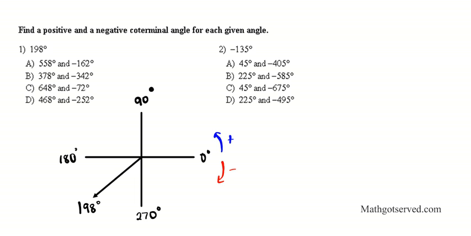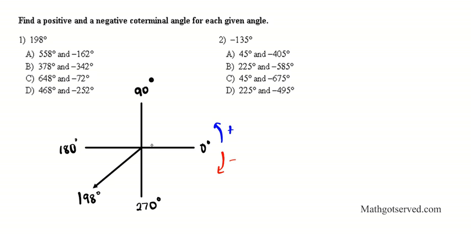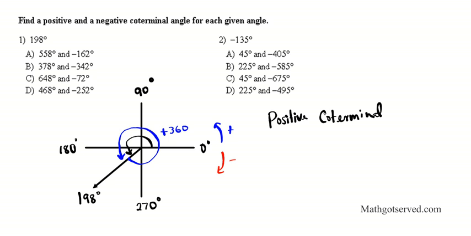All right. So, what's the first positive coterminal angle? To find the positive coterminal angle, all we do is start from here and rotate counterclockwise a full circle, up to here. That means we're just going to add 360 to get the positive coterminal angle. Okay, so let's do that. The positive coterminal angle is going to be 198 plus 360.